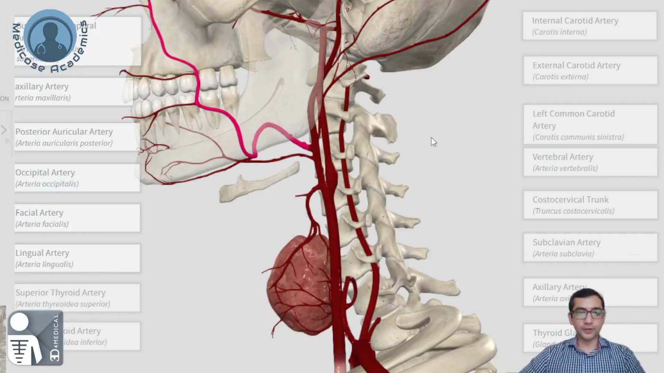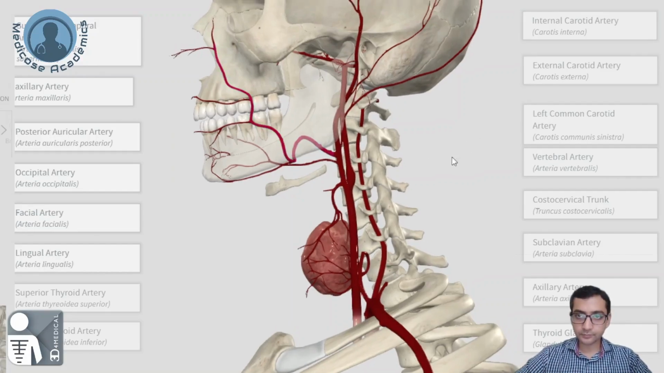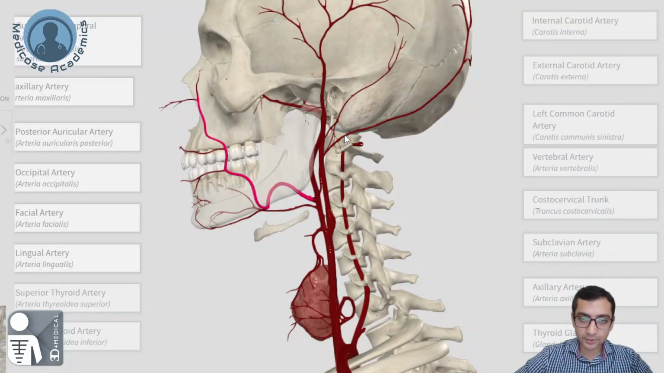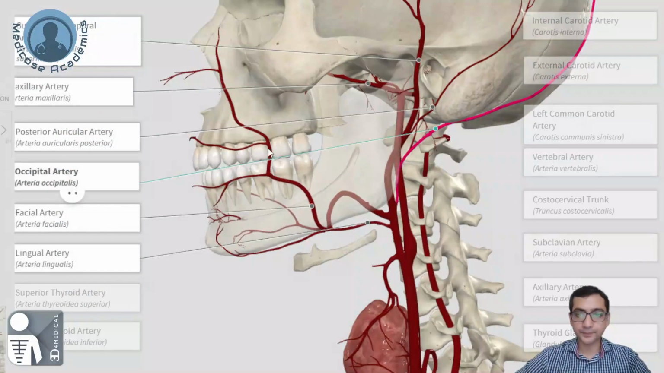So we have discussed the terminal, we have discussed the anterior, then the 2 posterior arteries. The 2 posterior arteries that are going to the back of the head. So here you are able to see them. The bigger one that goes all the way to the back, this one, is known as the occipital artery. So this goes all the way back.